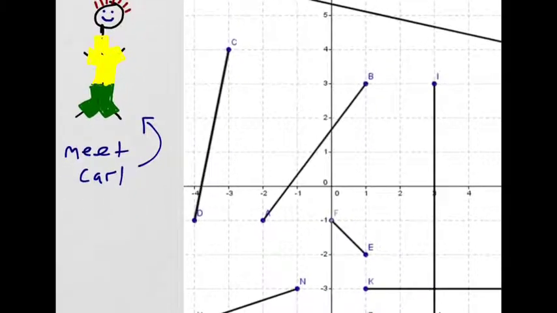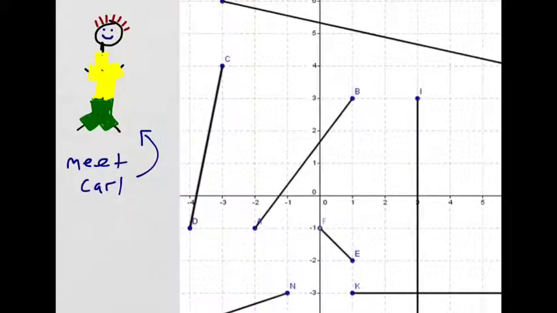So let's look at our nearest line here, line CD. I'm going to grab Carl and make him travel along that line. Let's go for a trip here, Carl.